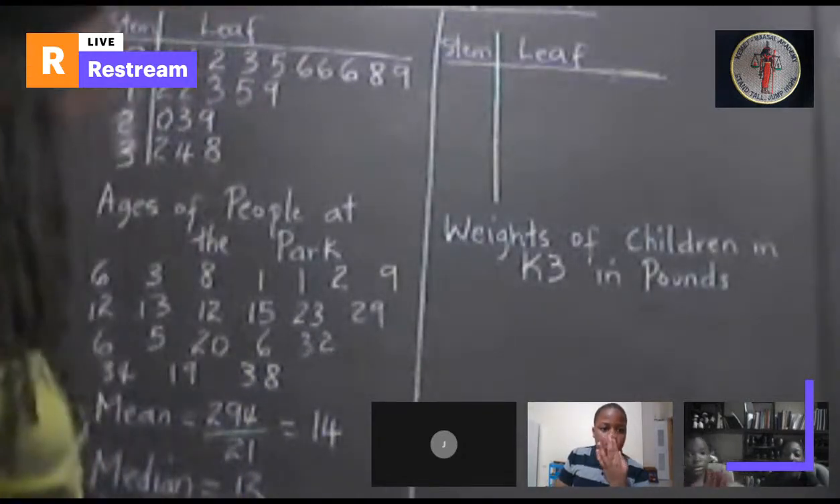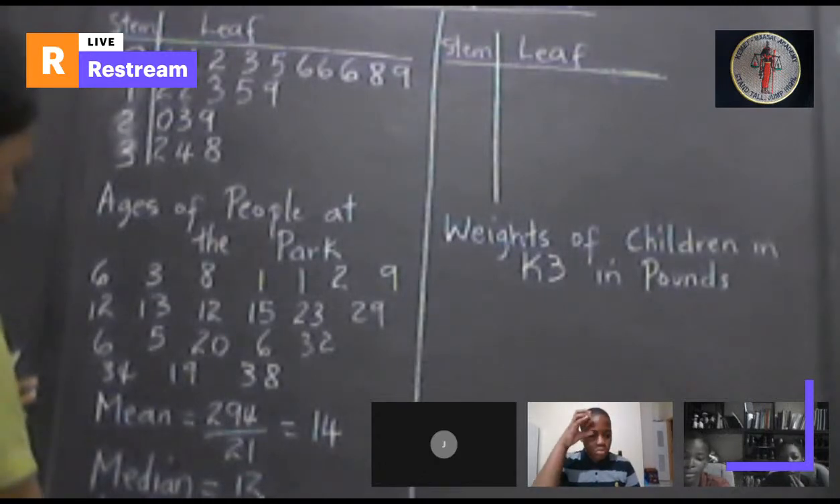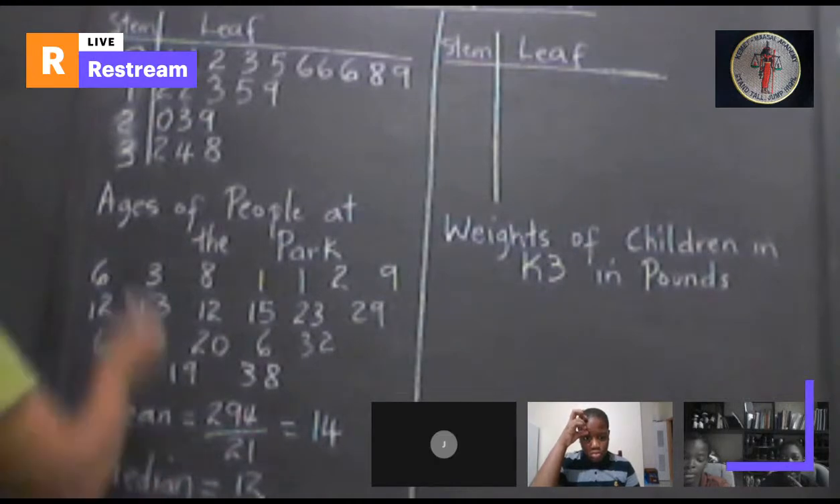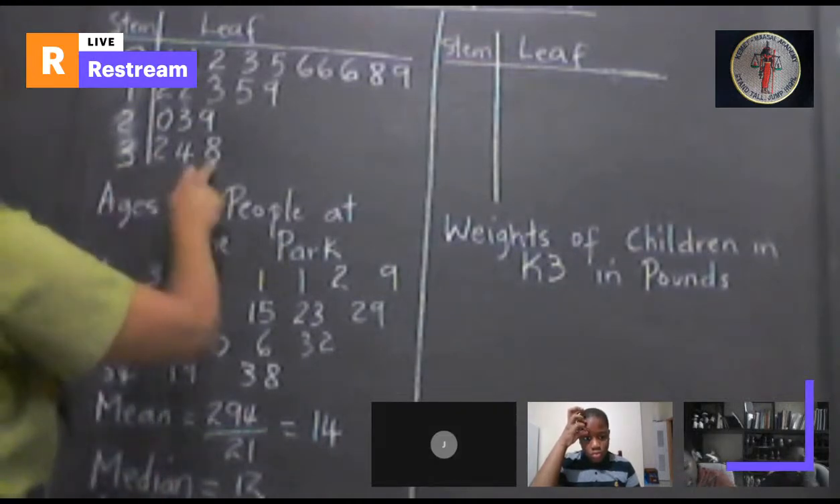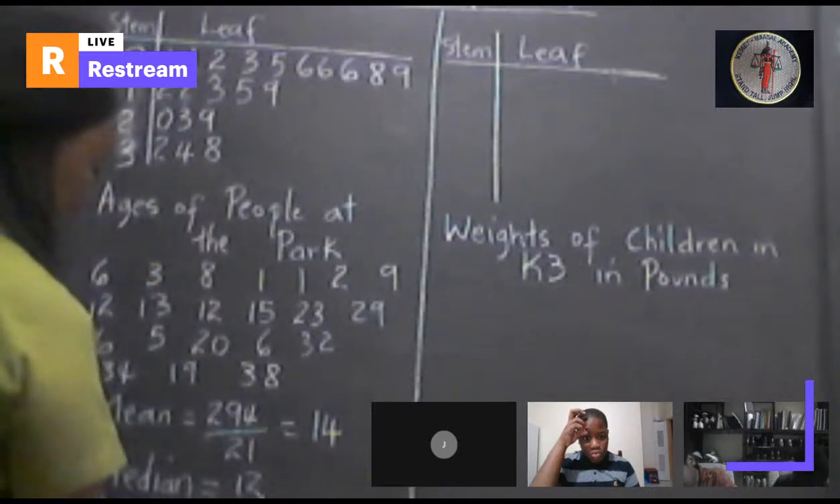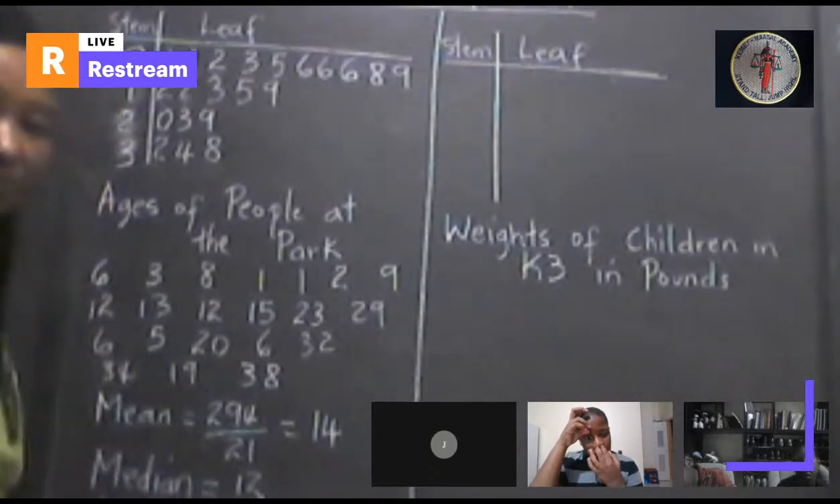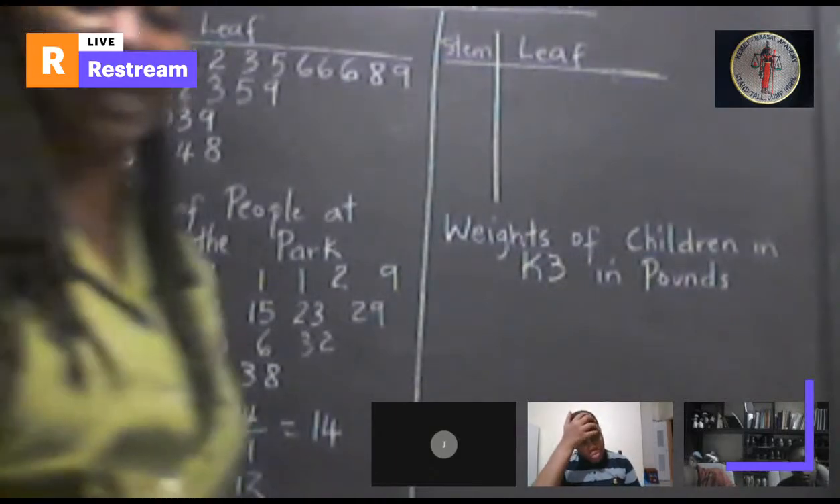Okay, and the range would be what? Miss, that's good. So the range is the difference between the biggest and the smallest. The range would be 38 minus 1. That's 37. So that's 37. All right, so let's do the same thing for this stem and leaf.